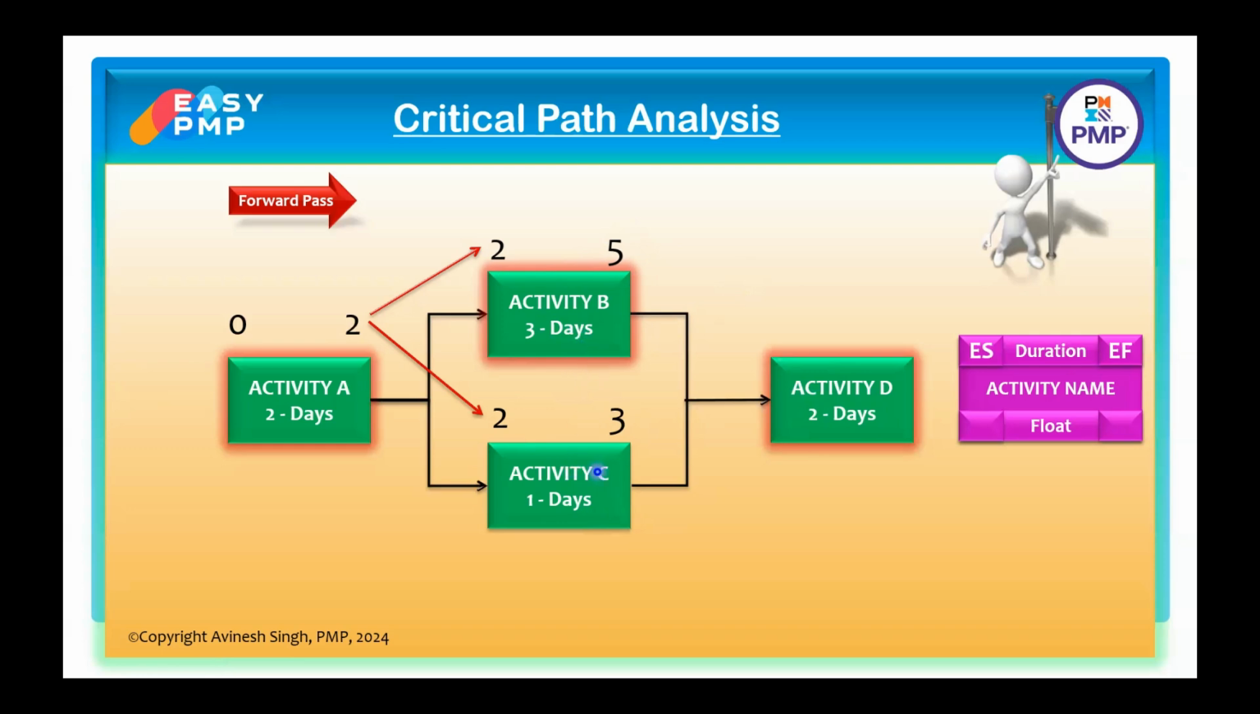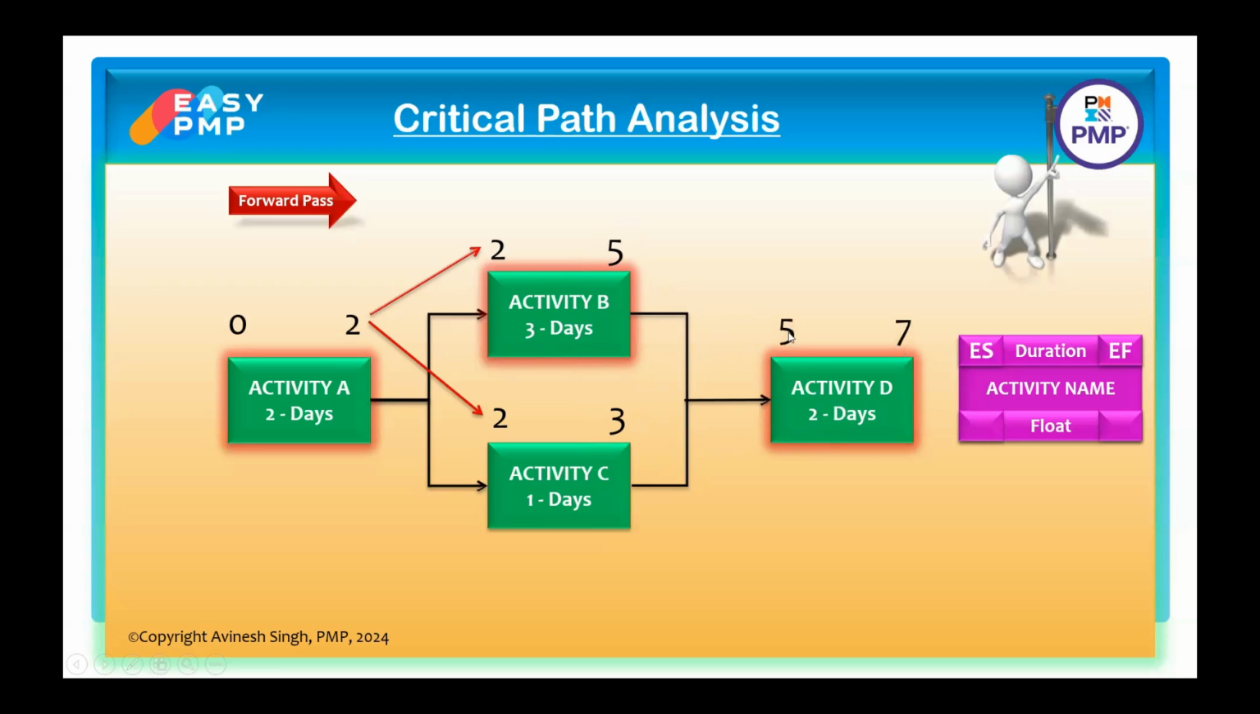Activity D has to start when both the activities are finished. And when both the activities will be finished, now activity C will be done on 3rd, but still activity B is running. Activity B will be done on 5th. So when can D start? D can only start on 5th, not on 3rd. Okay? Because the condition is both B and C should be done, then D will start. So we can easily see here that activity D is starting on 5th.